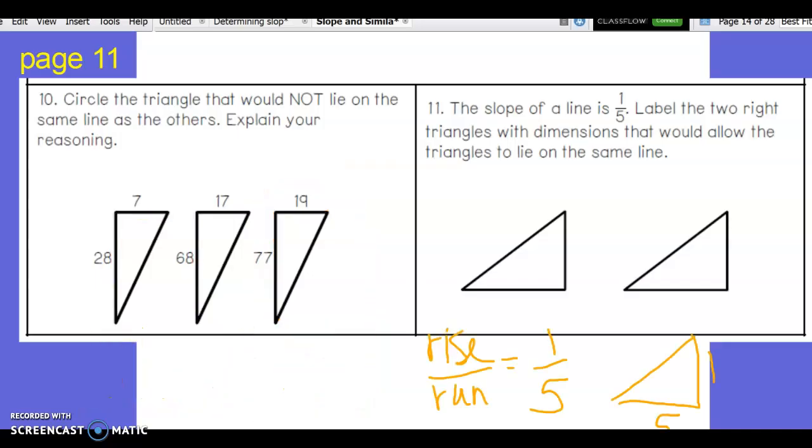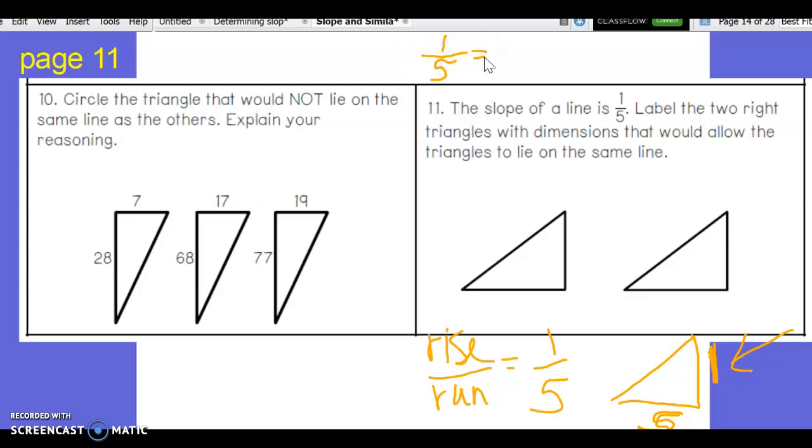Finally, this last problem says the slope of a line is 1/5. And we want to make two other triangles that would also give us a slope of 1/5. So remember, slope is rise over run. So if I look at my triangle right here in the bottom, my rise is 1 and my run is 5. We have to make two other triangles that would give us that same fraction of 1 over 5. So think about making equal fractions to 1/5.